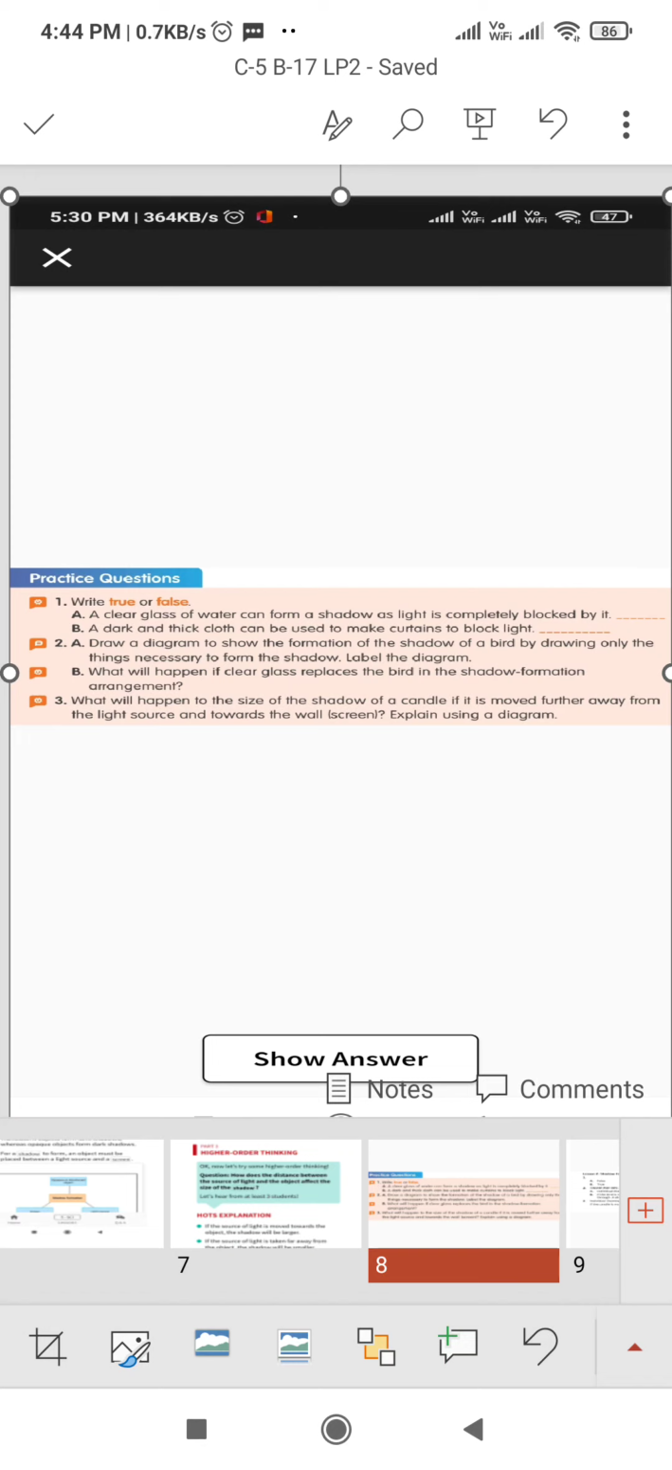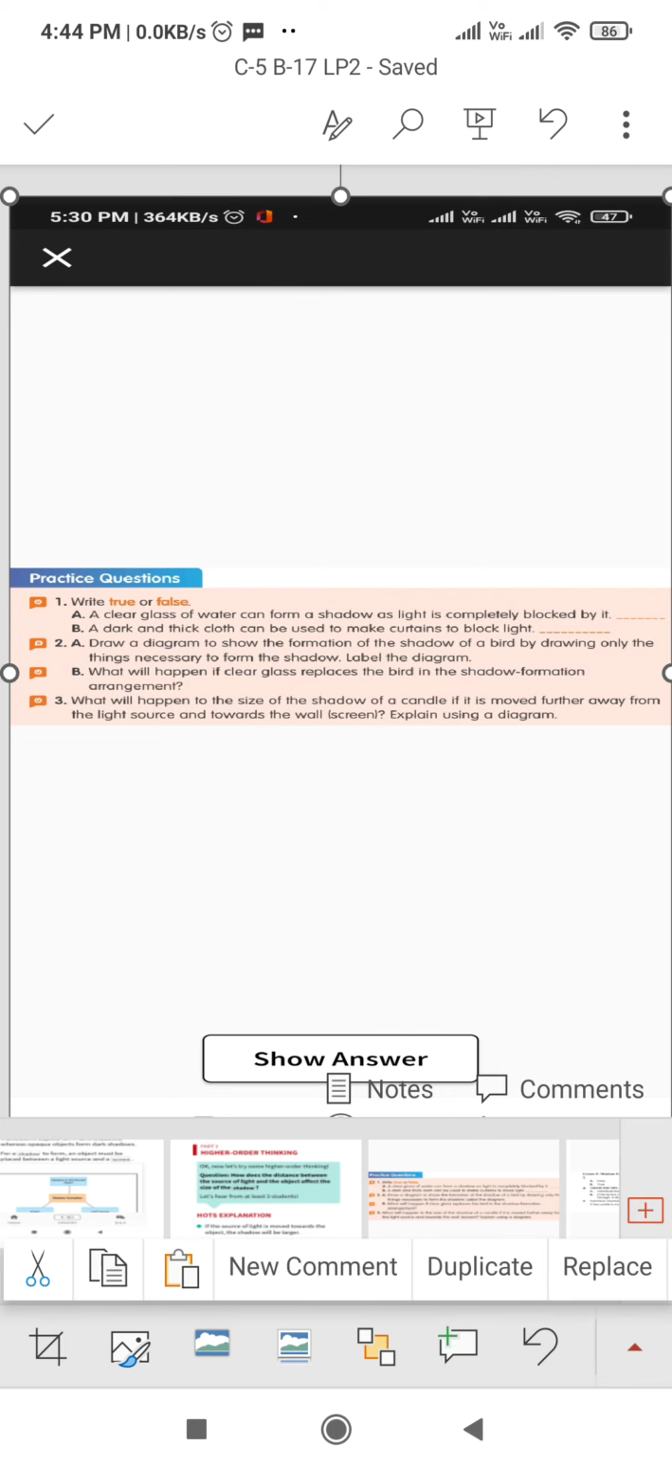Third question is, what will happen to the size of shadow of a candle if it is moved away from the light source and towards the wall screen? You have to make the diagram. I'm just explaining the answer. If candle is moved away from the light source, the shadow will be smaller in size. Thank you.